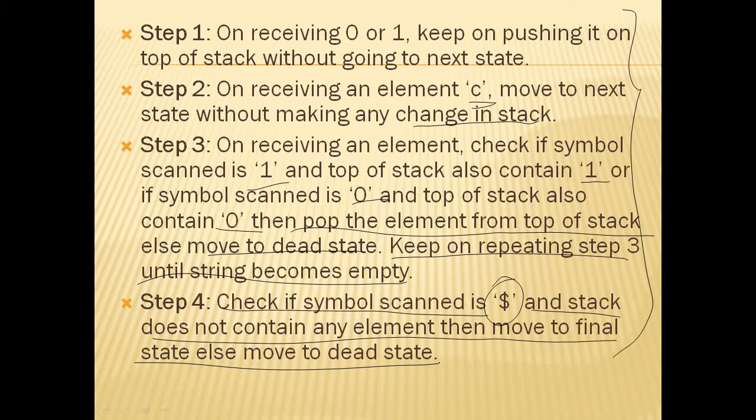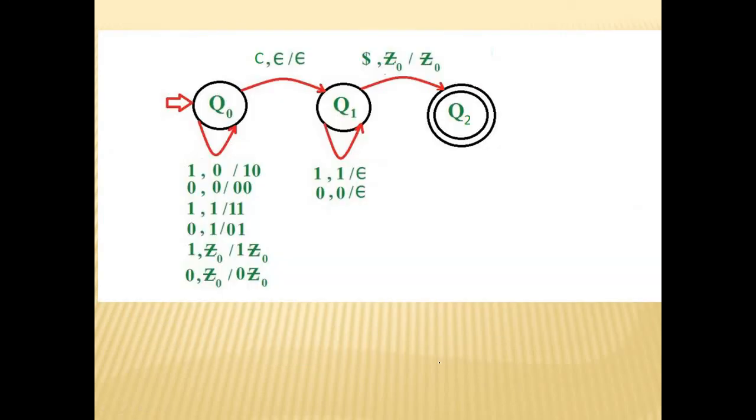Now we'll go to the diagram for this one. This is the diagram which represents the pushdown automata. Initially we start with the start symbol. Here the language is L = W C W dash, where W dash is the reverse. If I take one string, for example 1001.